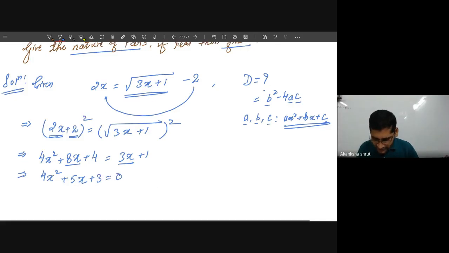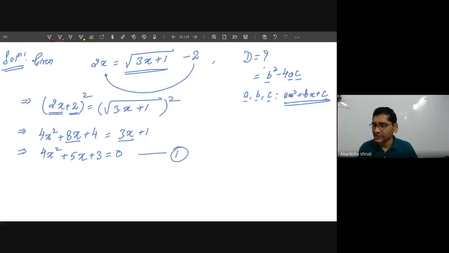Now, student, what is this? This is the main equation. We have to analyze the quadratic equation that we have framed after simplification. Then you have to write for A, B, C by comparing with the quadratic equation ax square plus bx plus c. So a is 4, b is 5, c is 3.